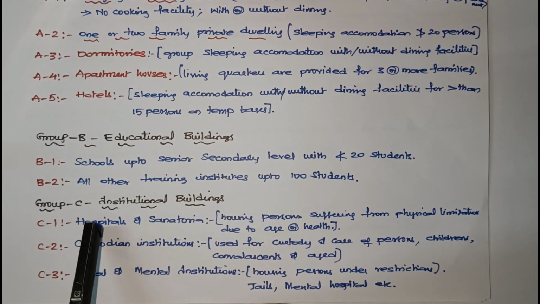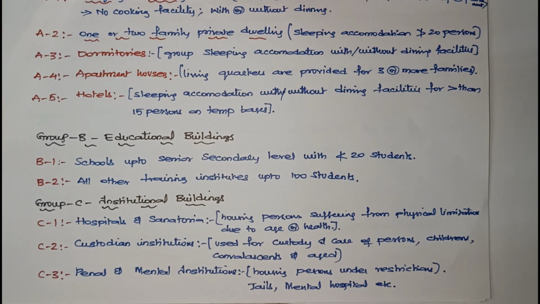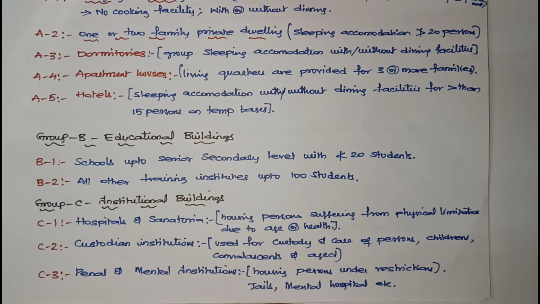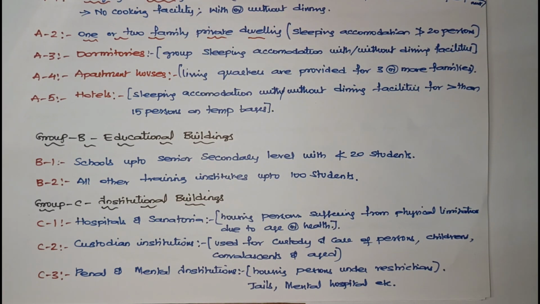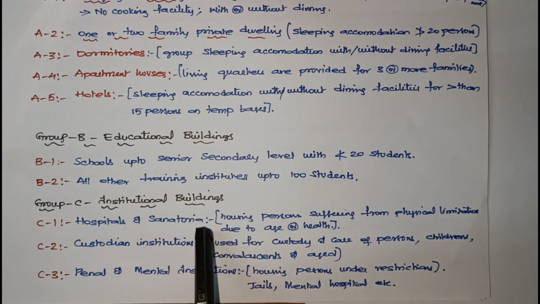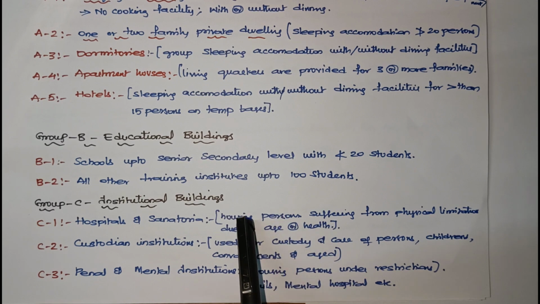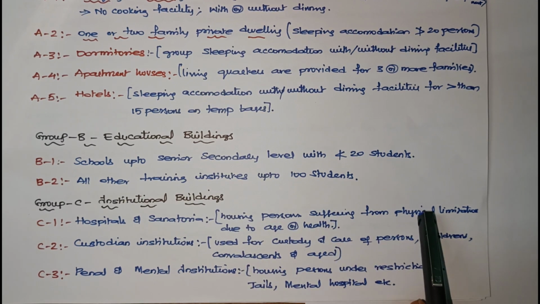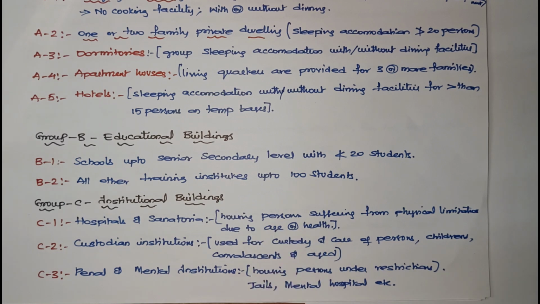Coming to the first one, hospitals and sanatoria. What do you mean by sanatoria? It is a center purely for one particular illness, say cancer. Purely cancer treatment will be done in that one. Like that, some separate ones will be there. Okay, some recovery they will be taking in that particular area, right? Here, hospitals and sanatoria, housing for persons suffering from physical limitations due to age and health. Age means generally old age people also will be there. For that you will have some separate centers like that.